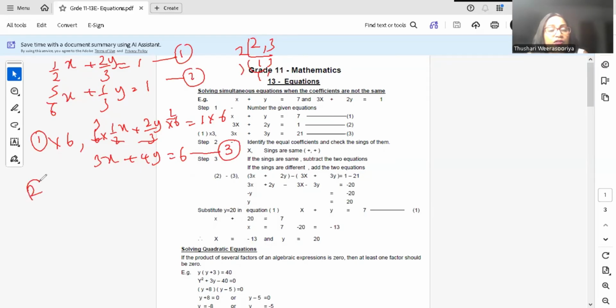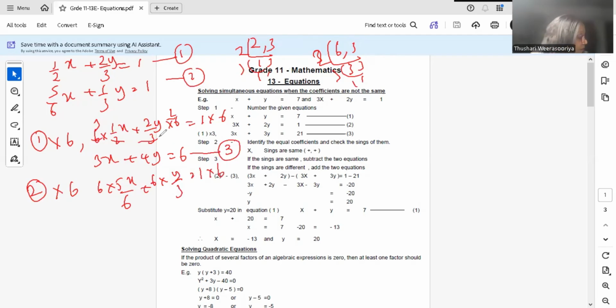Then the second one also has fractions, but the LCM is 6 here. 6 and 3. If you want, I'll show you how to get the LCM. Divide by 2, 3, 3, 3, 1. 2 times 3, 6. Multiply every term by 6. Then what will happen? Like the earlier equation, 6y over 3, equals 1 into 6. No, sorry, this is 4. 4 into 6.